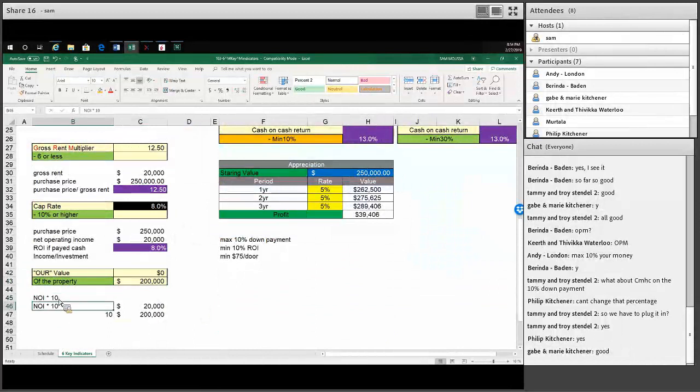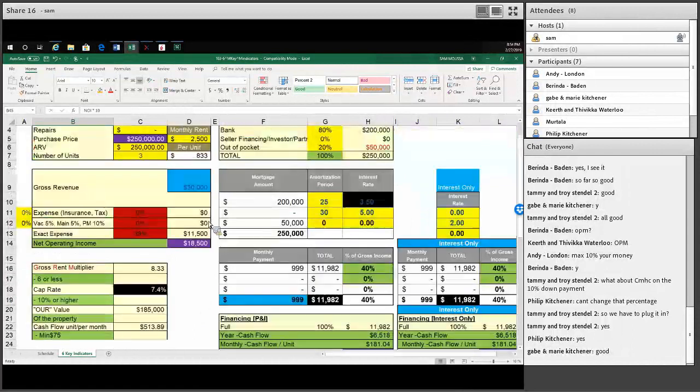Okay, so the value of the property. How does that work? The value of the property is really, really simple. You take net operating income times 10. Net operating income times 10. Okay? Net operating income times 10. What is net operating income again? That's after I pay my bills.